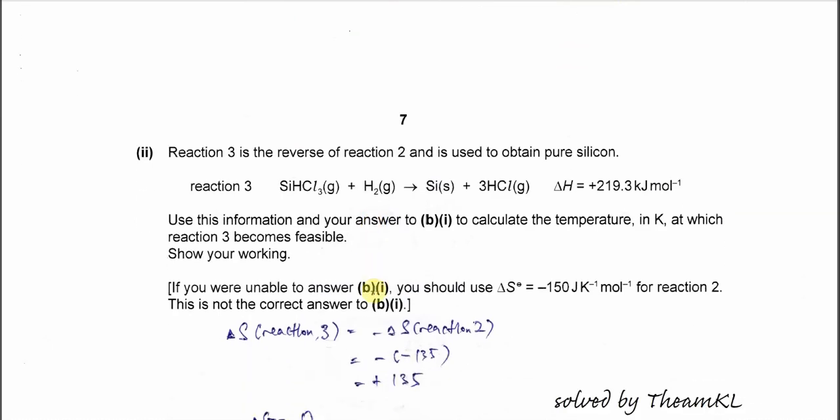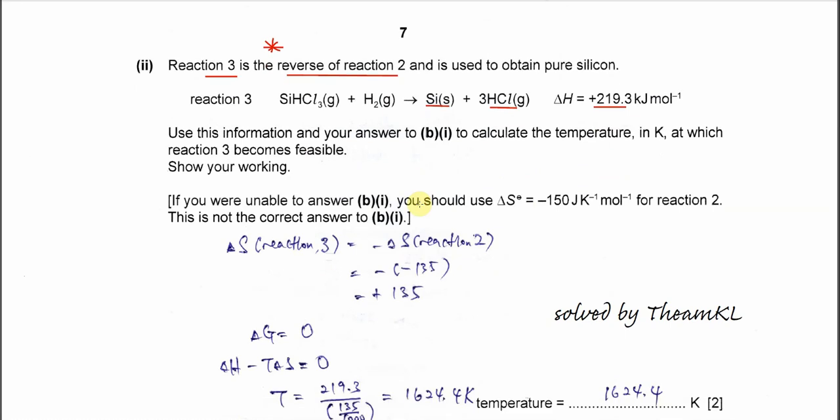Part 2. Now we have reaction 3. Reaction 3 is the reverse of reaction 2, so this is a very important hint. It's a reverse of reaction 2. For this reaction, SiHCl3 with H2 forms silicon and HCl. Enthalpy is given, which is positive 219.3 kilojoule per mole. Now, this question wants you to calculate the temperature in Kelvin at which reaction 3 becomes feasible.